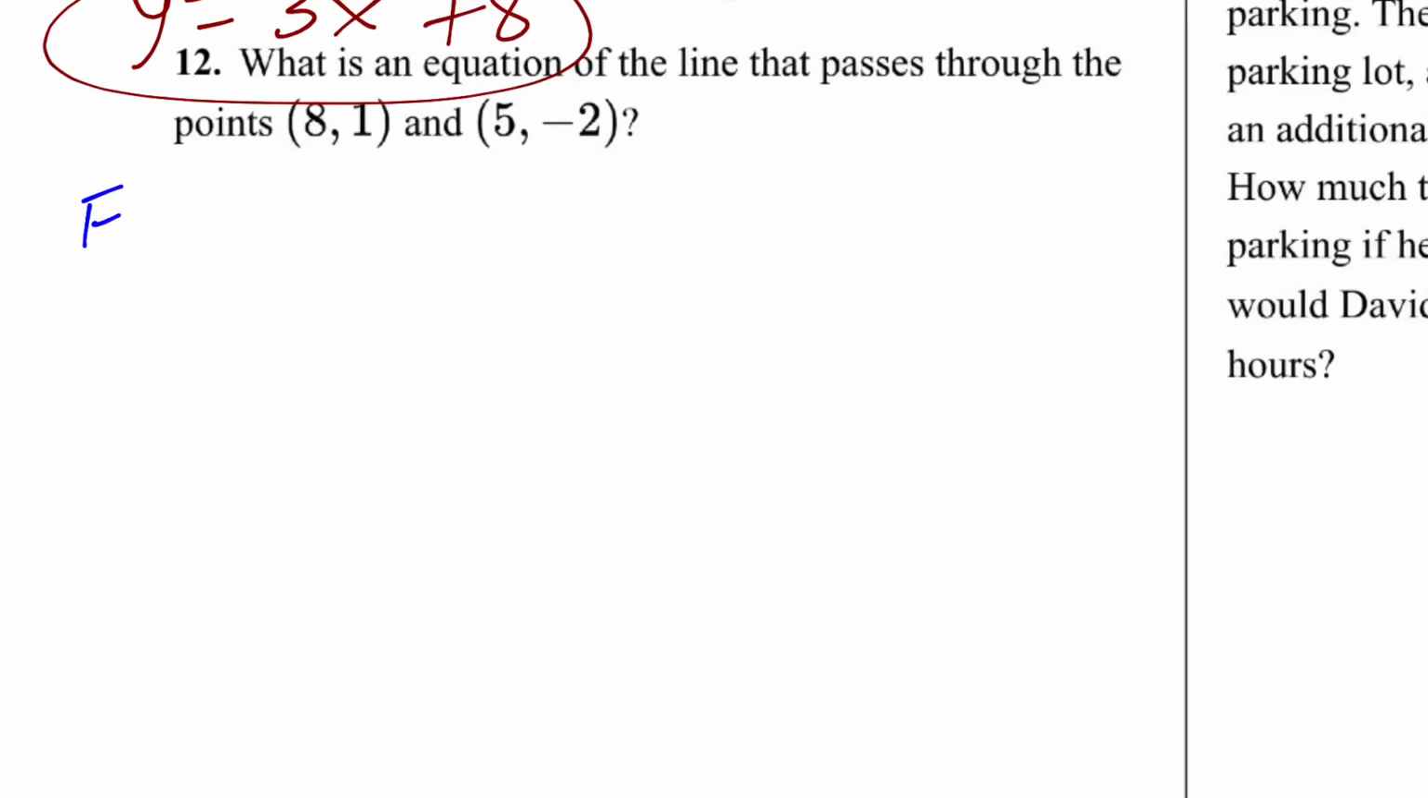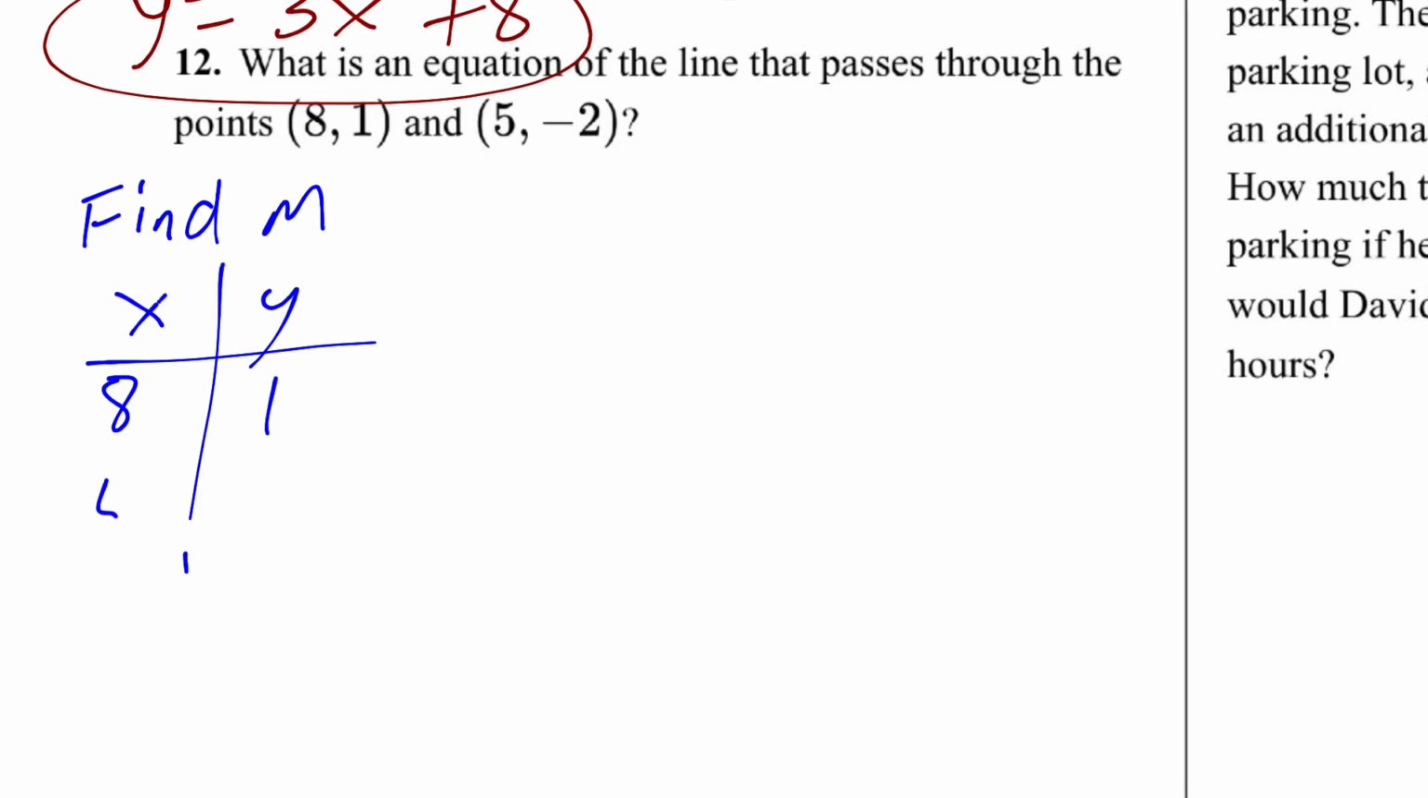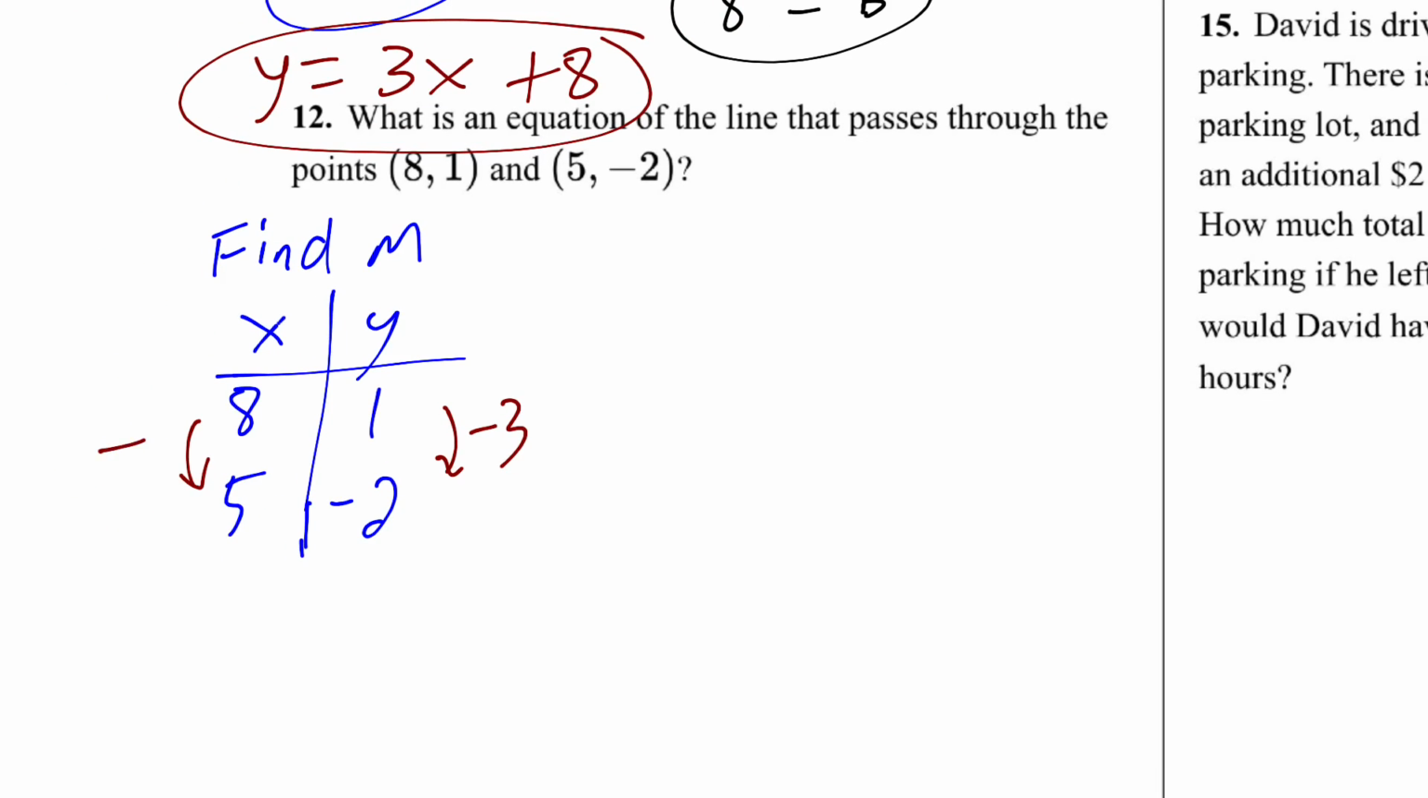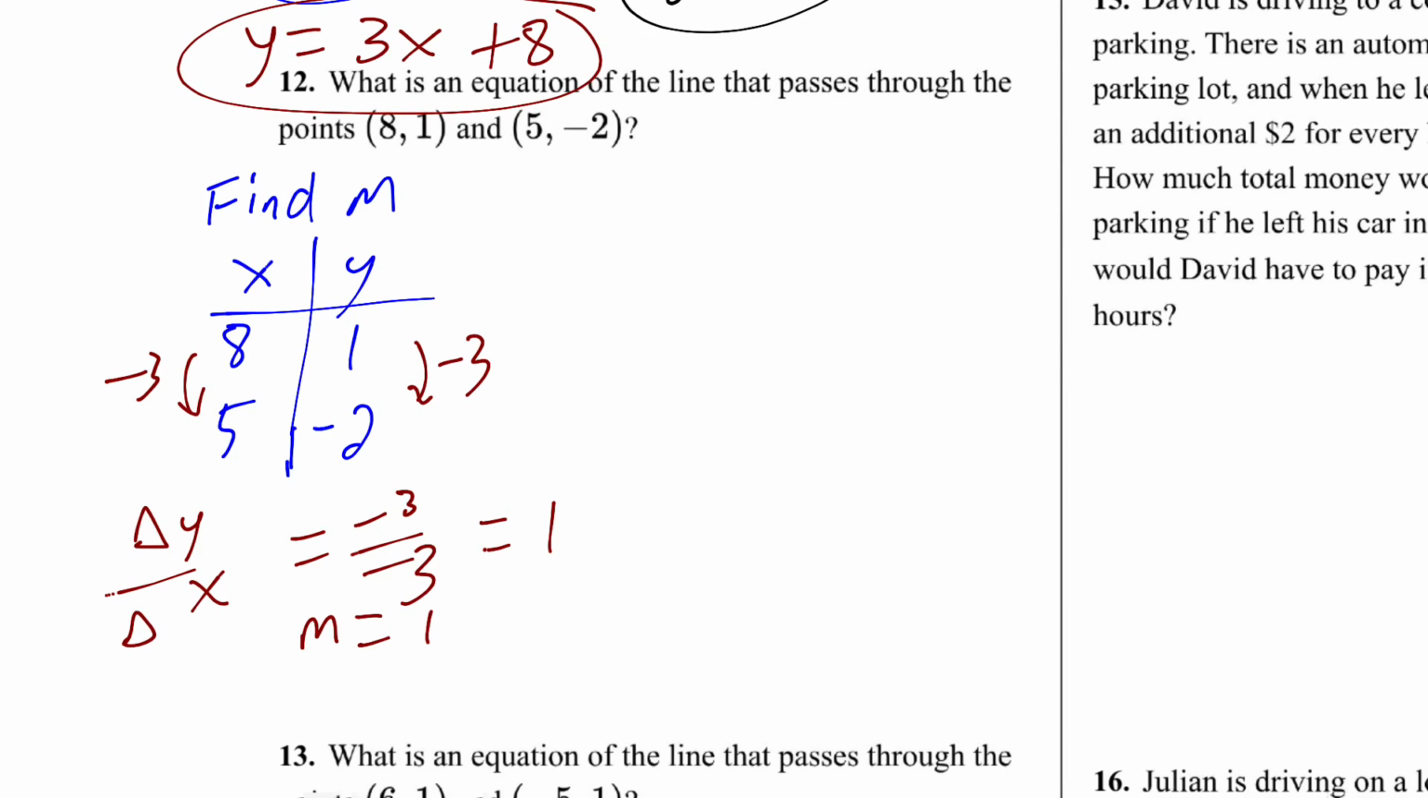Same thing for the next one. First I find m. So I'm going to make a table x, y. I have 8 and 1 and 5 and -2. What's my pattern? I'm going -3, I'm going -3. So change in y divided by change in x is -3 divided by -3, or just 1. So m is equal to 1.